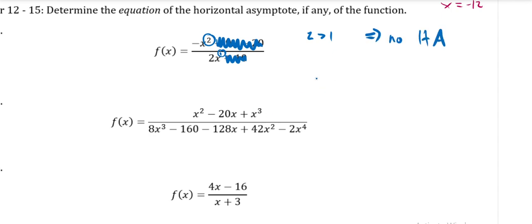For the next one, they've decided to write it out of order. It's no matter. What we're looking for is the largest terms in the top and bottom. Those have been scrambled and put at the ends, but we can see here that 4 is the greater of the two. The denominator has the greater value. This is going to tell us that there is a horizontal asymptote at y equals 0, the x-axis.